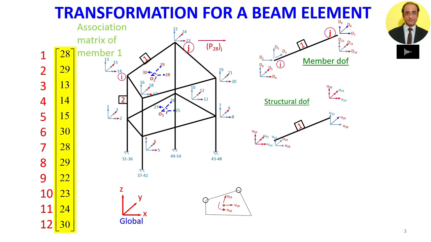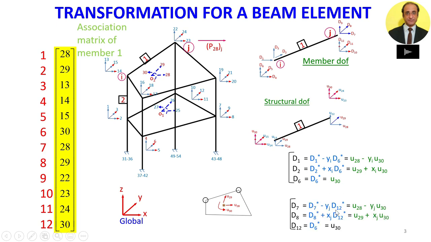So now, taking both the ends of the member into account, we can write these equations that d1 is equal to d1 star minus yi into d6 star, and we can express it because now we have the association matrix in terms of the structure displacements, and similarly for d2 and d6. And at the other end of the member also we can write similar equations in terms of the floor and the joint degrees of freedom.